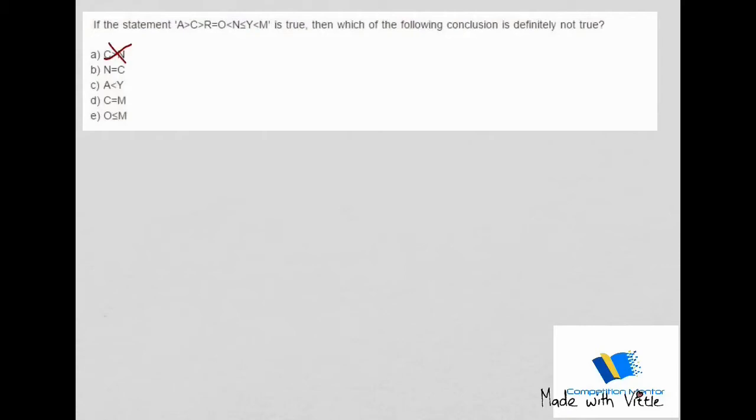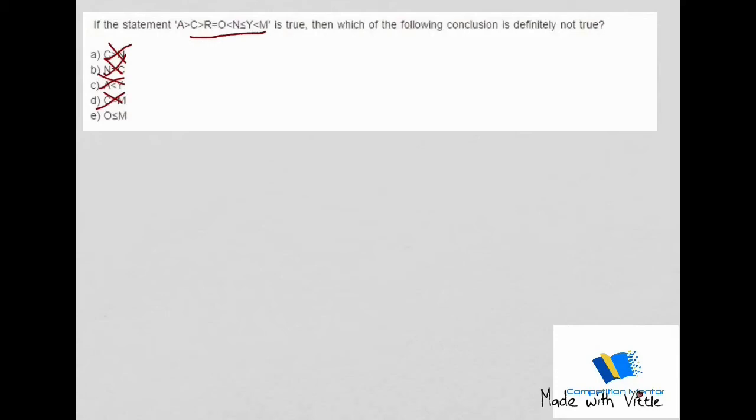N equals C. As you can see again here, there is one greater than sign and one less than sign. If we draw the conclusion between C and E, again there is no relation. So that is not our answer. A is less than Y. If you see A to Y, you can see that the sign changed here. There is greater and then here it changed again, meaning there is an opposite phase. So again this is not our answer. C equals M. Again, if you see, there is a greater sign and a lower sign. That is again not our answer.